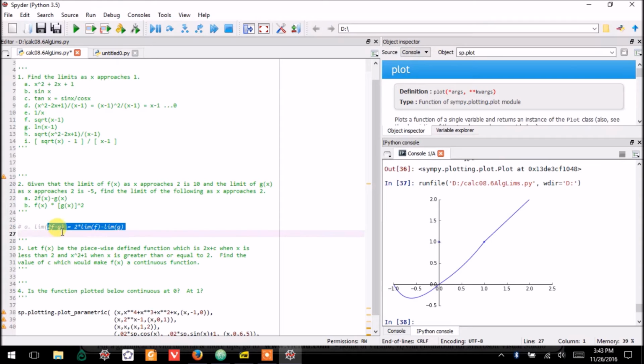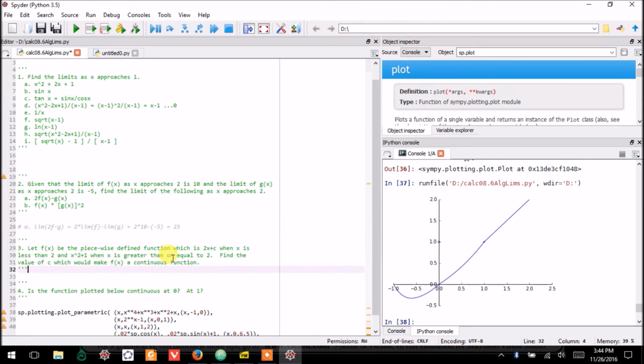Initially, everything's inside the limit, and now I've distributed the limit as far as I can so that now it's just the limit of these bare functions, so to speak. And now I can use the fact that the limit of f is equal to 10 and the limit of g is equal to negative 5. Now I can compute that and I get 20 plus 5 is 25.